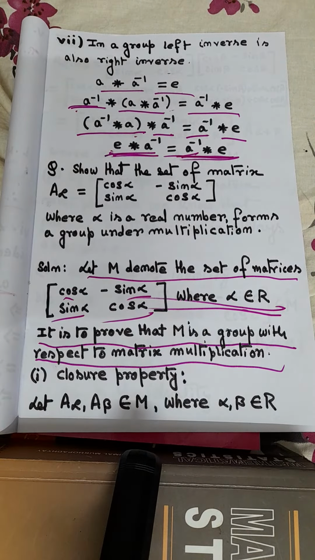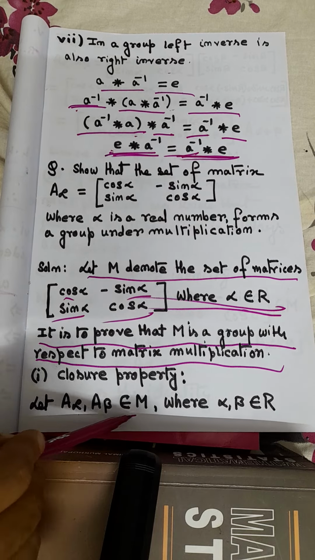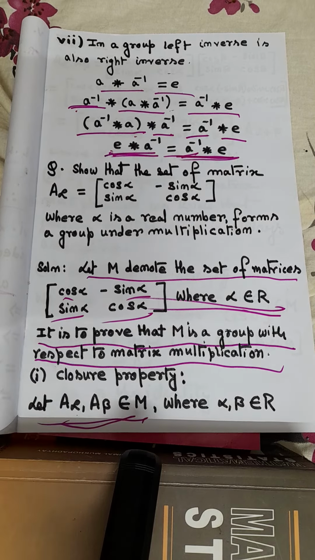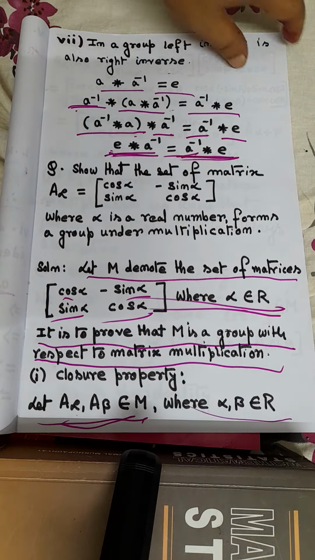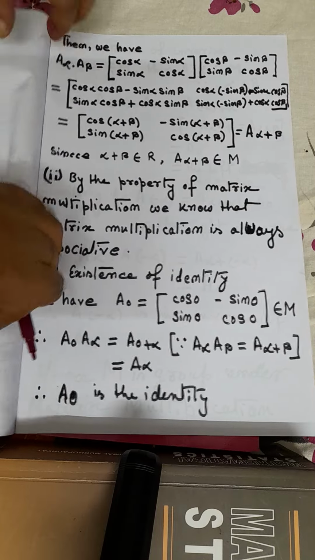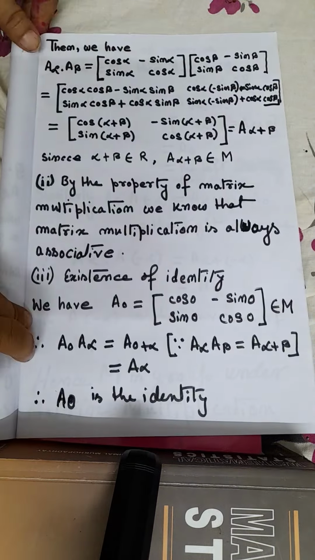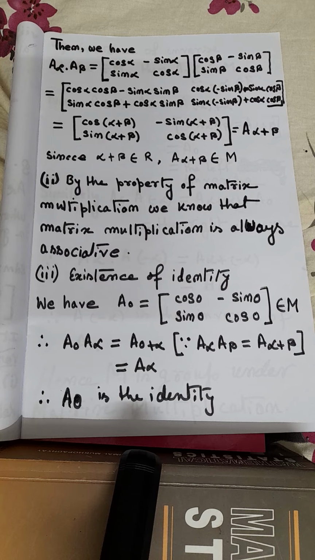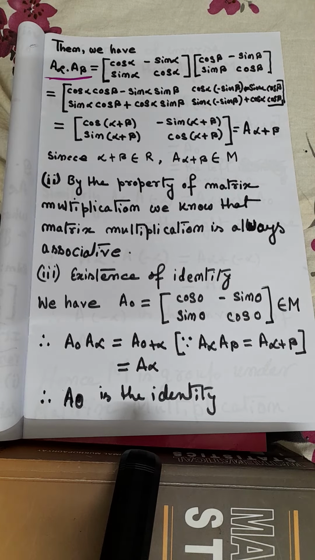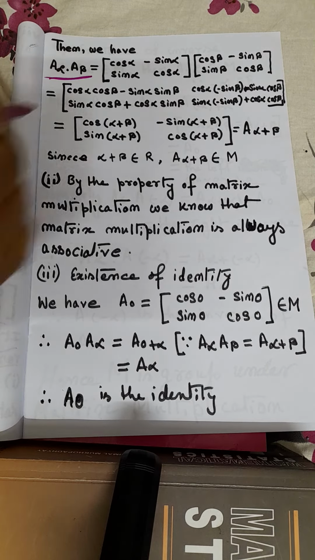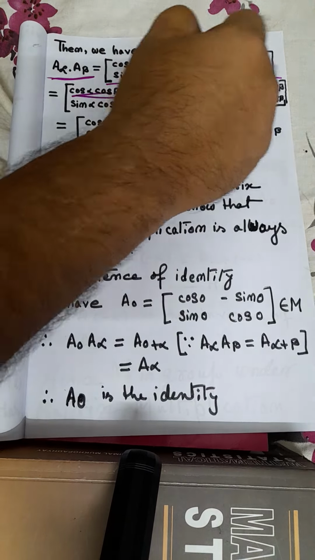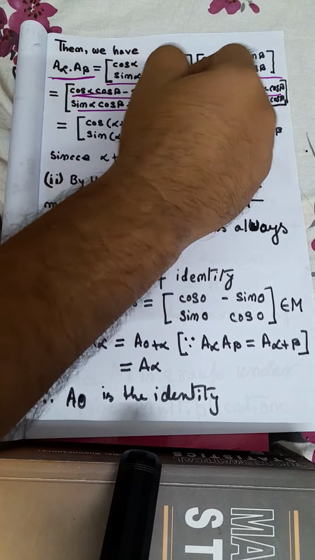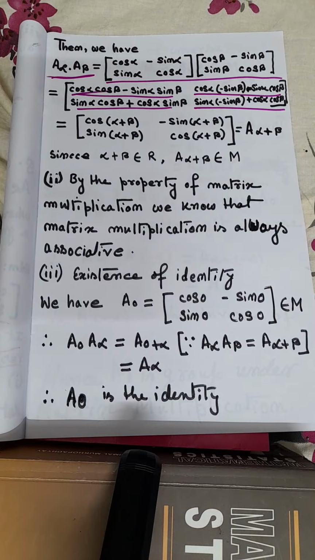So we'll first check the closure property. Let A alpha and A beta belong to M, where alpha and beta belong to the set of real numbers. Then we have A alpha multiplication A beta, that is the matrix multiplication. As per the matrix multiplication we get this result.